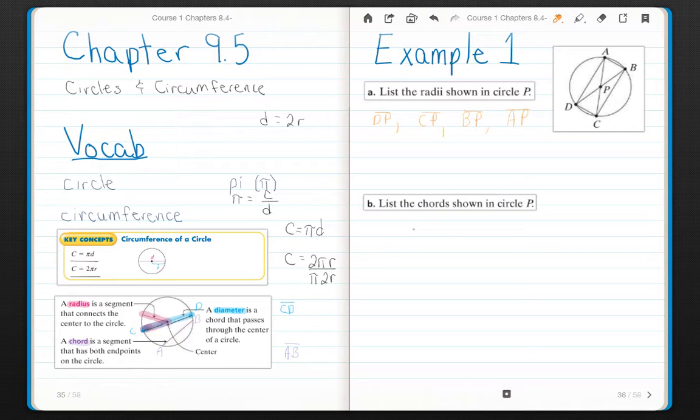Part B asks to list all of the chords. Remember, chords just connect 2 points on the circle. So we're going to have a bunch of these. Let's start with A. I have AB, that's a chord. I see A to C is a chord. It's a special chord, the diameter, because it goes through the center, but both endpoints are on the circle. So we have AC, and then we have AD.